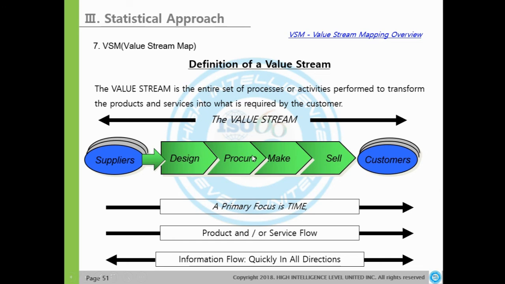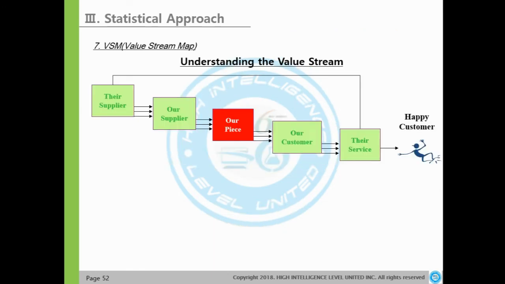Yes, let's see more about the value stream. With a value stream map, we can see the whole process from supplier to the customer. Understanding of value stream, this is the scope. From their supplier, then our supplier, which is described here, our piece, our site, and our customer.